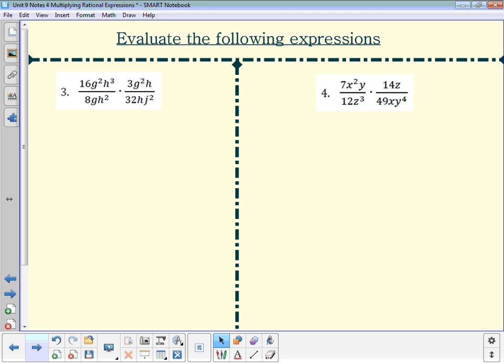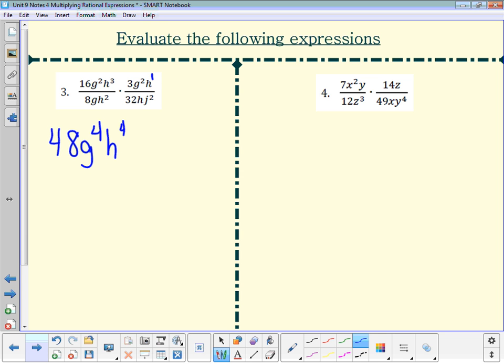Okay, let's take a look at the next 2. What I'm going to do is I'm going to get number 3 started for you, then I'm going to have you finish it, and then I want you to try number 4. Okay, so let's take a look. First, we have 16 times 3. And we're multiplying those coefficients, so that's going to give us 48. So then g squared times g squared, add those exponents, and you get g to the fourth. H to the third times h to the first, that's going to give us h to the fourth.